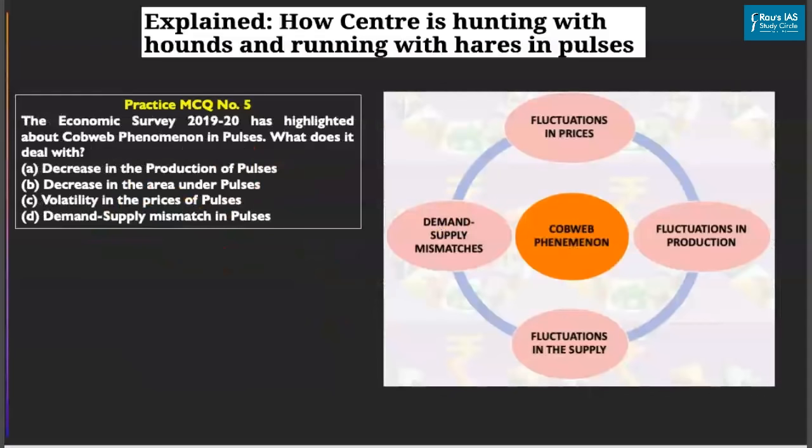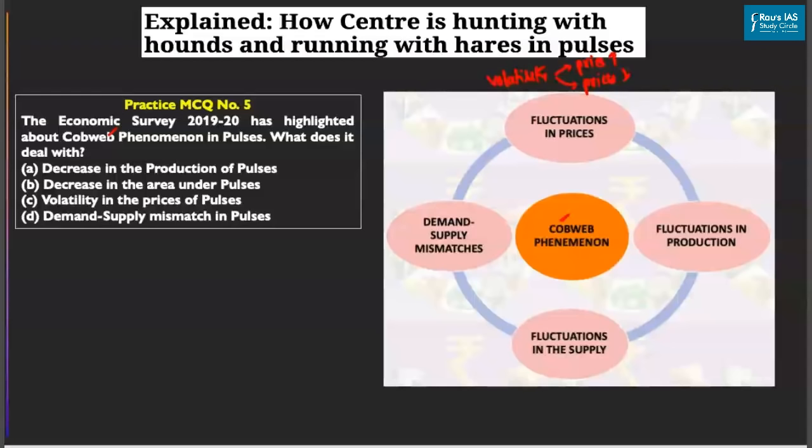Now coming to the next practice question about the cobweb phenomena. Now, the cobweb phenomena basically seeks to explain the large-scale volatility in the prices of pulses in the Indian domestic market. Usually in case of India, for one cropping season, the prices of pulses would be higher, and immediately in the next cropping season, their prices would be lower. Now this particular aspect has been explained through the cobweb phenomena.